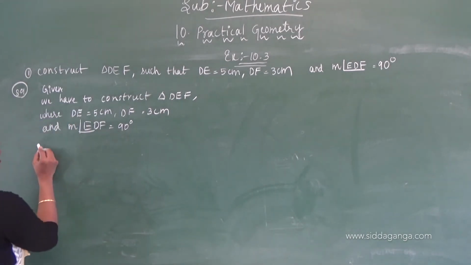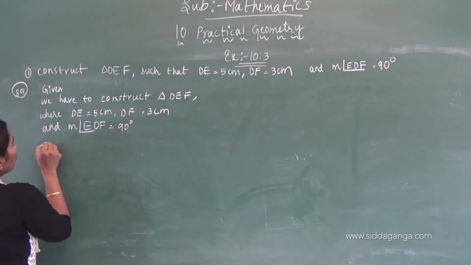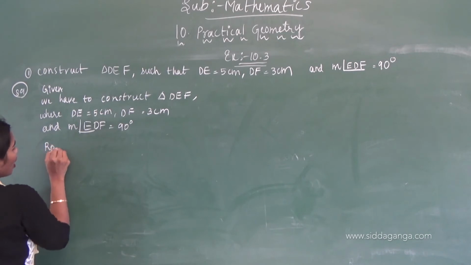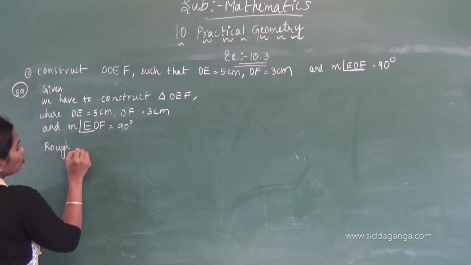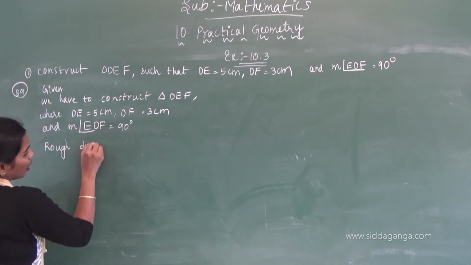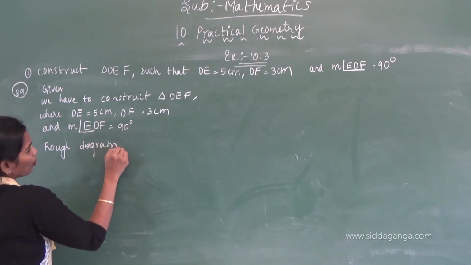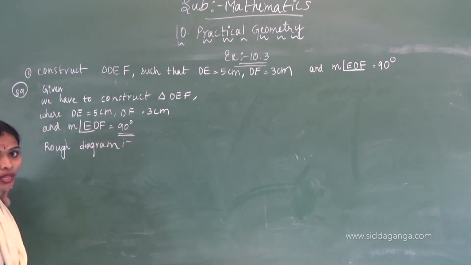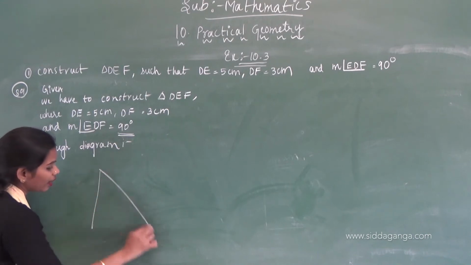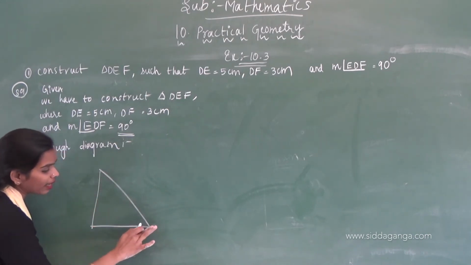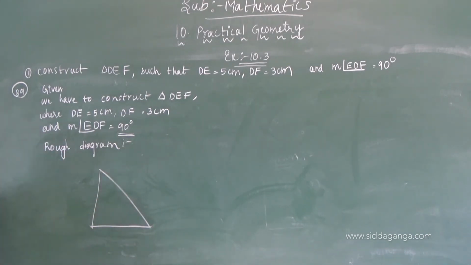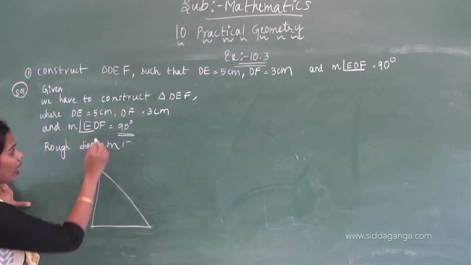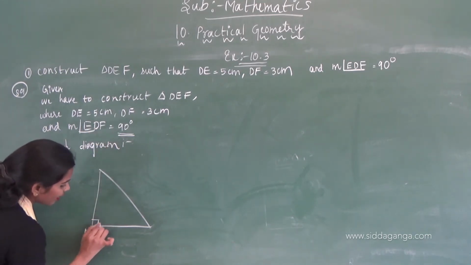After that, what we have to do? We have to draw a rough diagram. By seeing this one, children, I know that we are going to construct a right angle triangle. That's why I am also drawing a right angle triangle as a rough diagram, and angle D is 90 degrees.